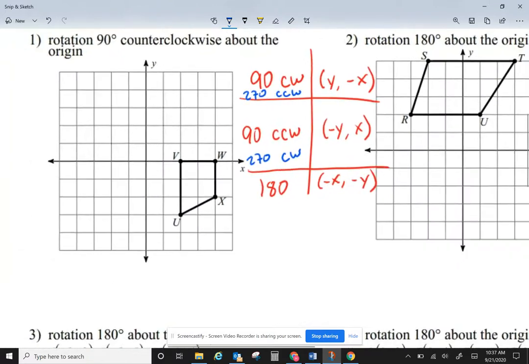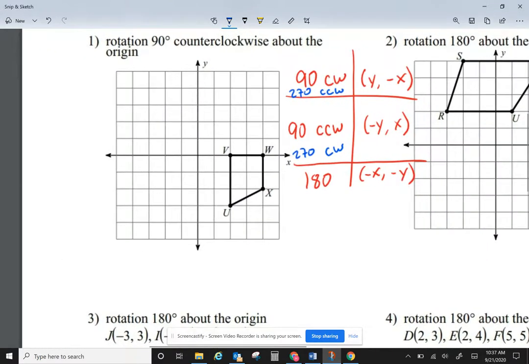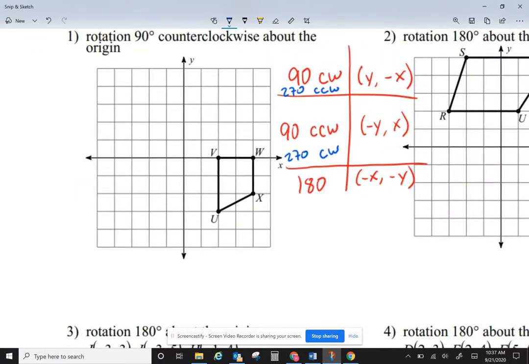So let's take a look. Question number 1. I'm going to rotate 90 degrees counterclockwise. So I'm using the second rule, counterclockwise about the origin. So let me get the coordinates as I have them originally. It doesn't matter which order. If I look at the coordinates of V, the coordinates of V to begin with are (2, 0).